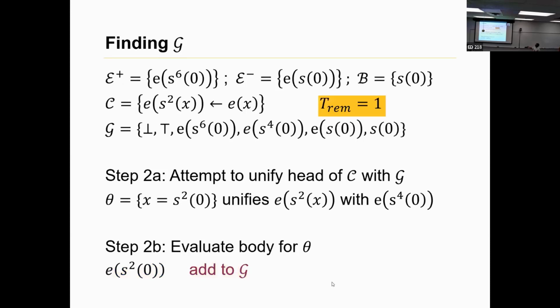So G gets updated, E gets updated, so it gets reduced from 2 to 1. So we do it again till E becomes 0. Again we try to unify. We see we can unify this with this using S square 0, and then we add that to G. So now we get the set of ground atoms.